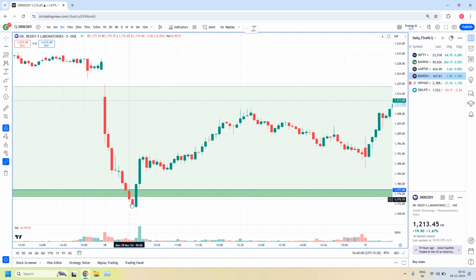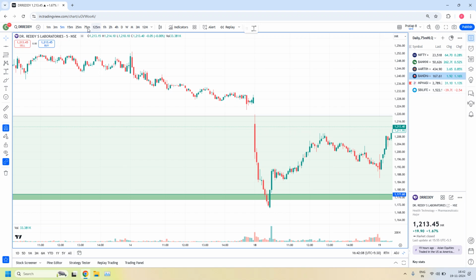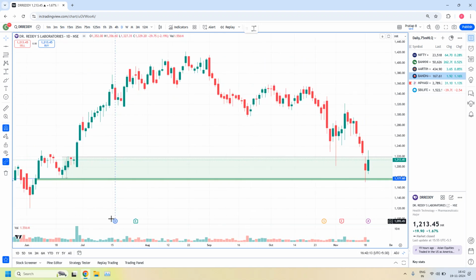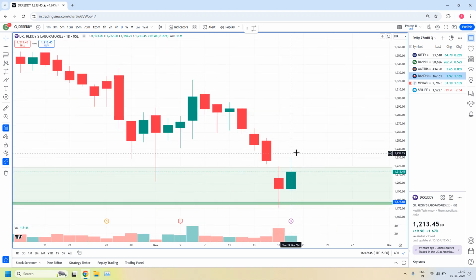How much money it has come down? Almost nearly, you may see, around 8 rupees it would have come down. Why? Because recently there was a dividend adjustment of 8 rupees. Let me show you that. See here, after this daily zone creation, there was a dividend adjustment of 8 rupees. So that's why you see that kind of difference here, the movement.